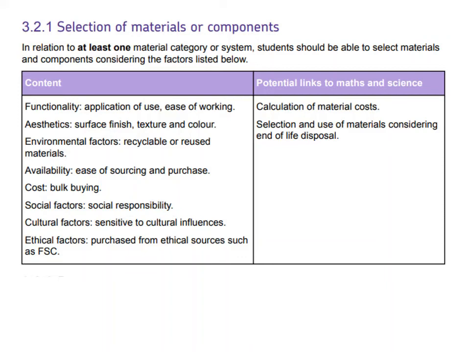Okay, so again, this was one of the focuses of the exam. So today we're going to talk about the last few things: availability of the material and how that influences the choice, because if you haven't got a material that's easy to get, that could affect it. Also the cost of the material, the social factors and the cultural factors influencing the choice. Is it having a negative impact on people or a culture? And then also the ethical factors. So we're going to have a look at something called the FSC and also fair trade.